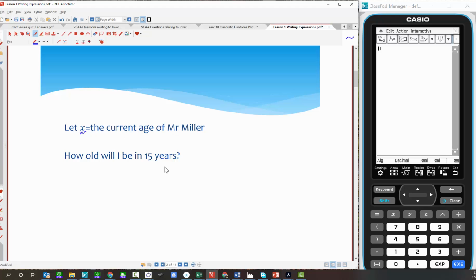So how old will I be in 15 years? We're going to take the current age of Mr. Miller, which is x, and add 15 years. That's the only thing we can say with any certainty at the moment, that in 15 years, I'll be x plus 15, where x represents the current age of Mr. Miller. And what we've done there is construct our first algebraic expression. This can't be solved unless I tell you what my age actually is. So there is no solution to this problem.